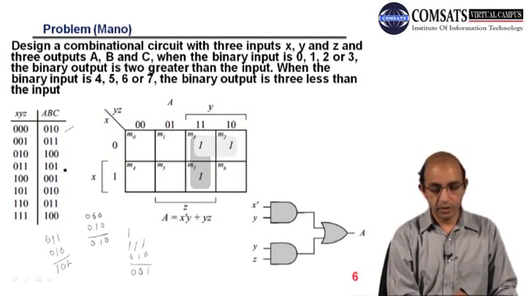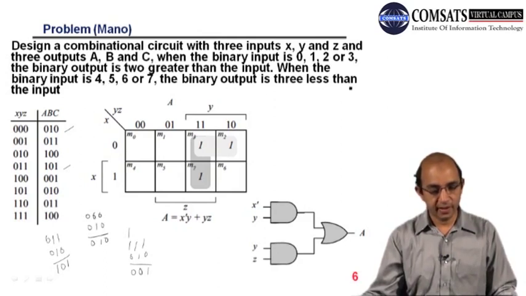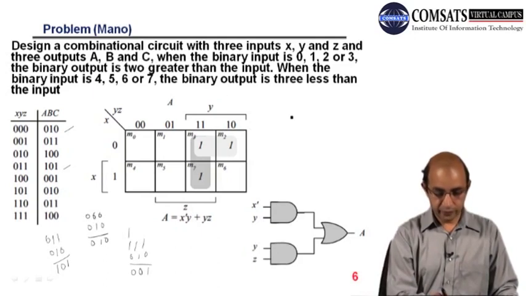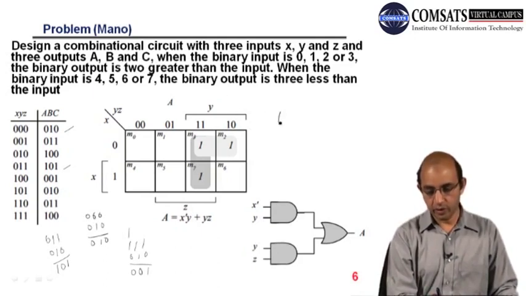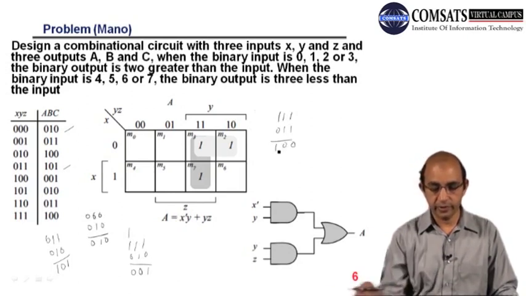And the scenario changed when the binary input is 4, 5, 6 or 7: the binary output is 3 less than the input, right? So here I have to subtract, right? So if I have, for example, 1, 1, 1, what is 3? So 0, 1, 1, this is 3. So I have to take the difference, 0, 0, 1. So this is the difference.